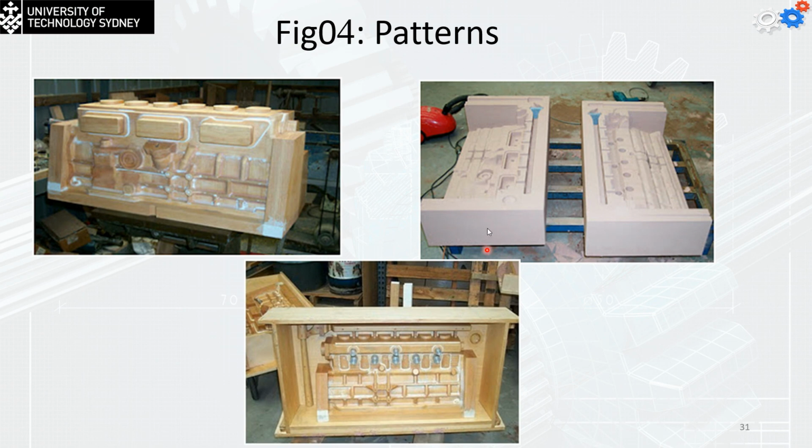So this is the drag, this is the cope. Within them, if we put them together, we're going to have the full shape of the engine. This is the wooden pattern. You can see that the wooden pattern is mainly going to represent the outside features of the engine block. If I compact these two sides and fill with the molten metal, I'm going to have the solid engine block. No internal details are going to be presented.